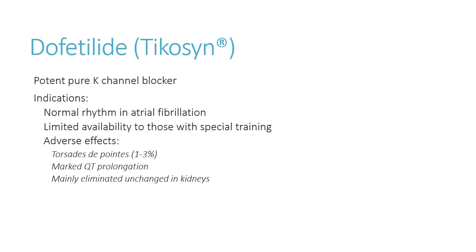Another drug, kind of a newer one we're seeing used that lacks a lot of those chronic toxicities we see with amiodarone, is going to be dofetilide or Tikosyn. And so again, this is just a pure, potent potassium channel blocker, okay? And again, used for maintaining normal rhythm in patients with AFib. So again, this is another form of rhythm control rather than just rate control.